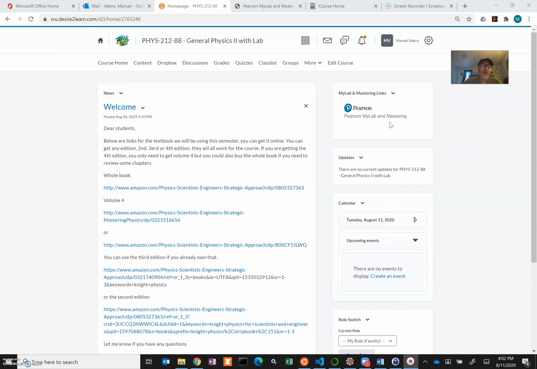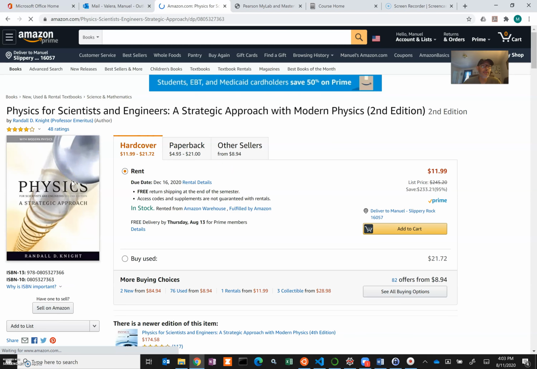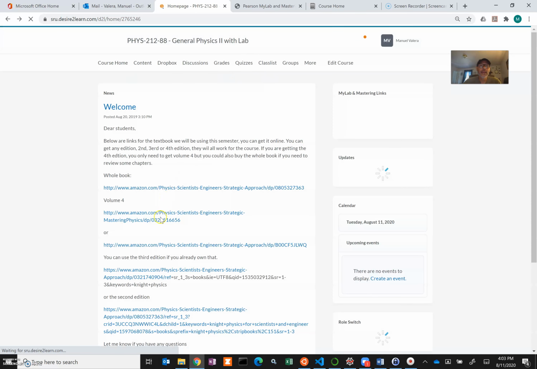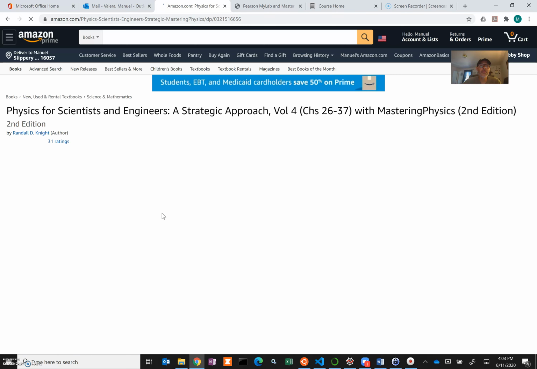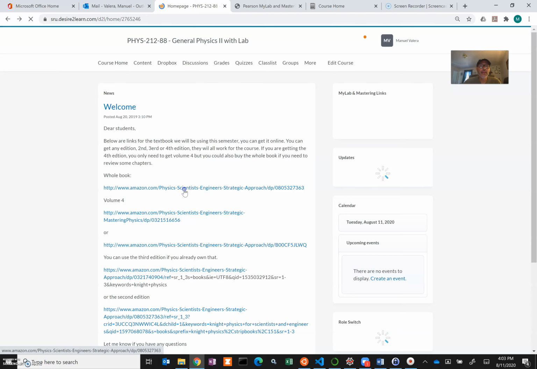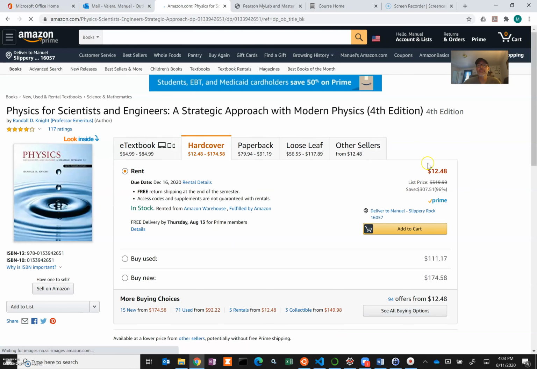So the textbook. This is the second edition, right? You can buy the third or the fourth edition. The fourth edition is the most expensive one, so I don't know if you really want to buy that. Let me see. Okay, I think I can click here, and this is the second edition. This would be the fourth edition, the newest edition.